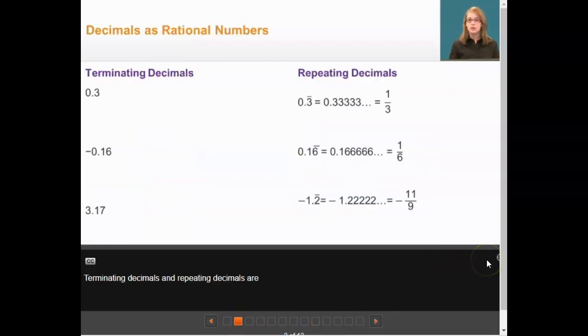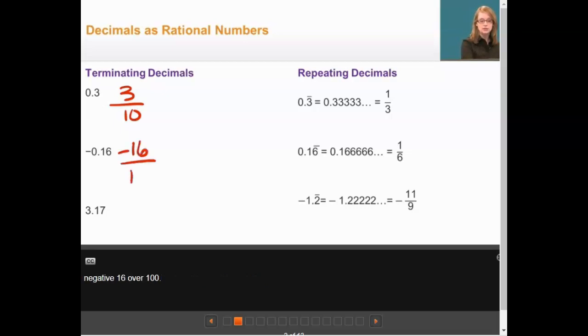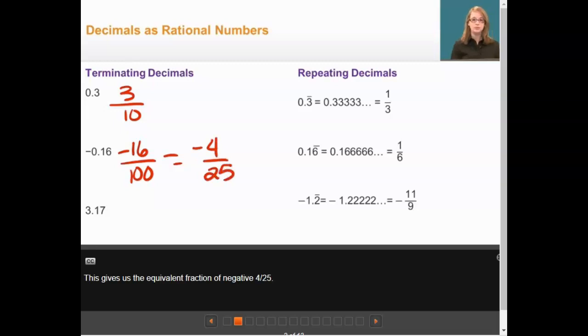Terminating decimals and repeating decimals are examples of rational numbers. Terminating decimals are decimals that end or terminate. The number 0.3 is written just like it sounds, 3 over 10. Negative 0.16 is also written exactly as it sounds, negative 16 over 100. Of course, we can turn this into a simplified fraction by dividing the numerator and the denominator by 4. This gives us the equivalent fraction of negative 4 over 25.